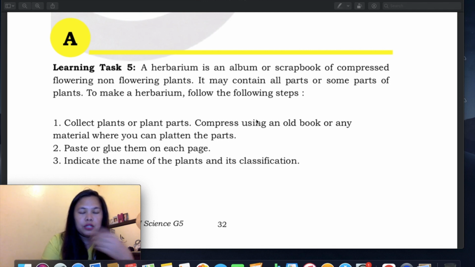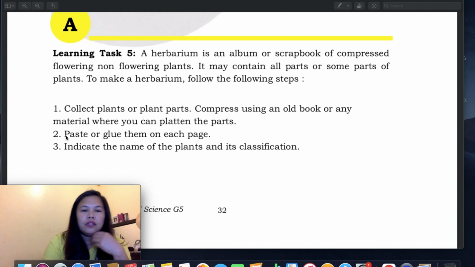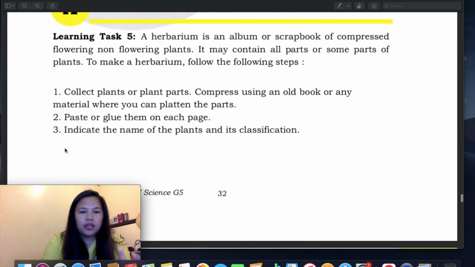So, there are the steps. Collect plants or plant parts, compressed using old books or any materials where you can flatten the parts. Kami ang ginagawa namin dati is pinapa-frame. Okay, so paste or glue them on each page. Indicate the name of the plants and its classification.